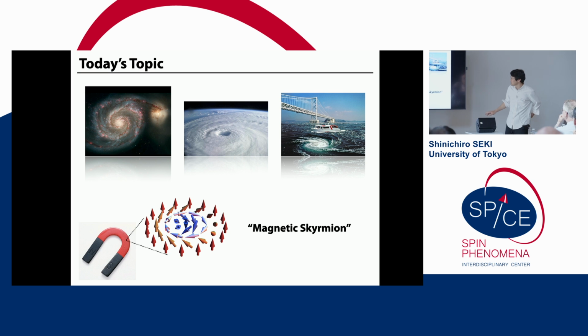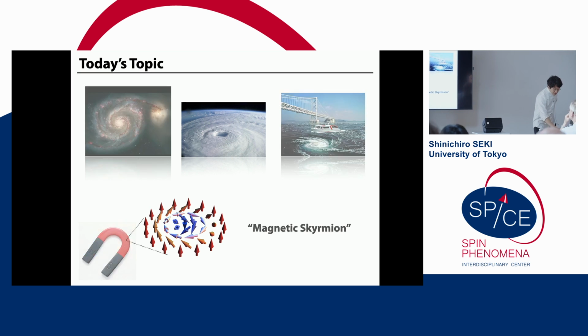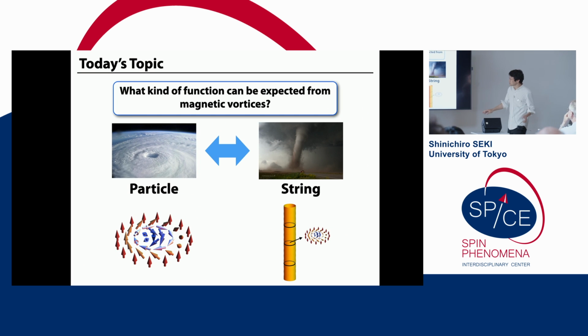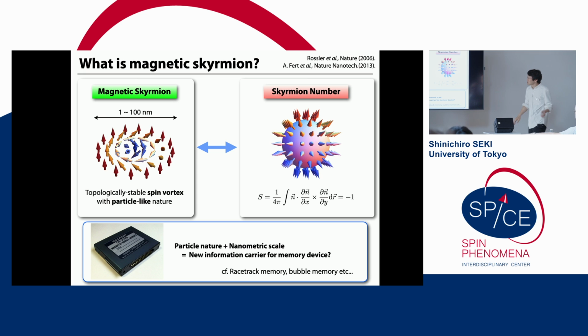Today I'd like to mainly discuss this magnetic skyrmion, which represents this kind of swirling spin texture, as already introduced by many previous speakers. When we look at this vortex object from the top view, sometimes it looks like a particle. And when we look at it from the side view, sometimes it looks like a string. Today I'd like to discuss what kind of function can be expected from such magnetic vortices.